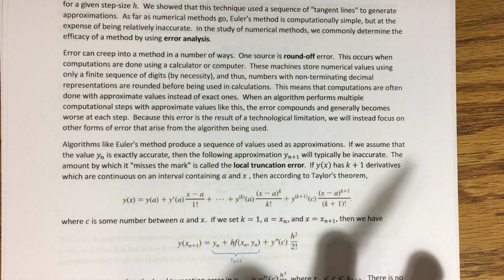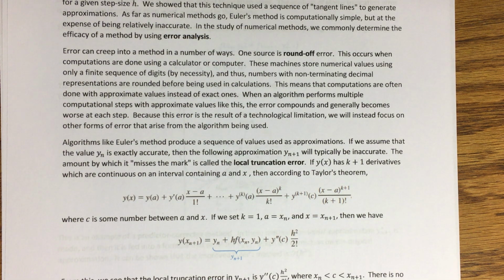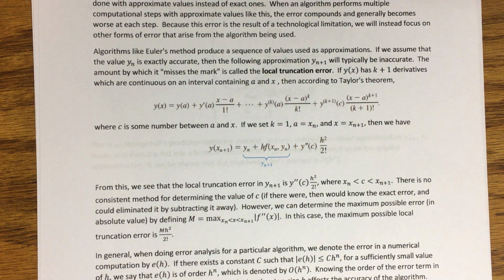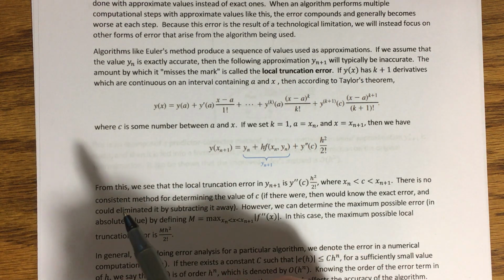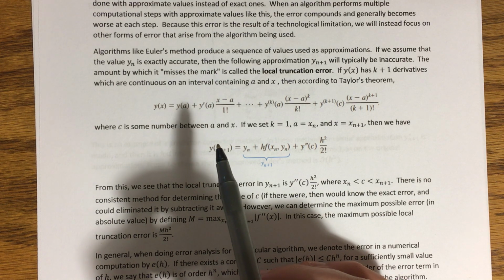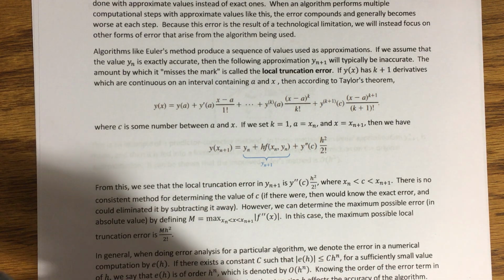We just wanted to define it so you know one source of error in these numerical methods. The kind of error we're going to focus on is something called local truncation error. And to understand where that comes from, Euler's method is like most numerical methods in differential equations.